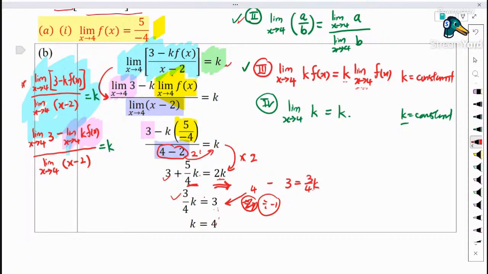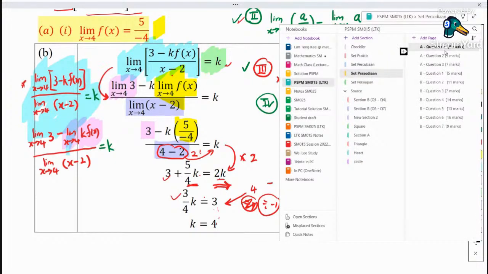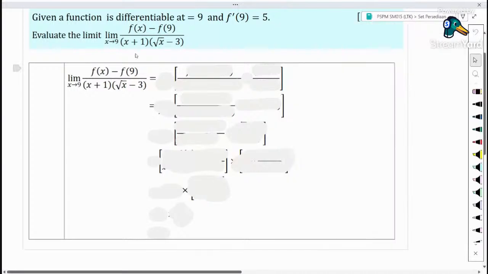So this is how we get the solutions for question number 1 in section A from chapter 8, limits and continuity. And in this question here, we solve regarding limits only so far. Next, question number 2 on part A.